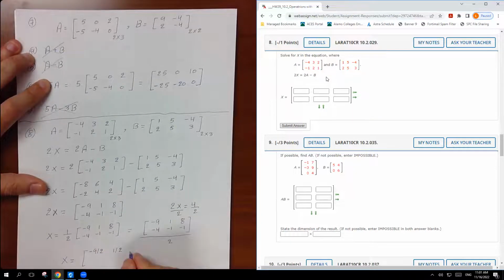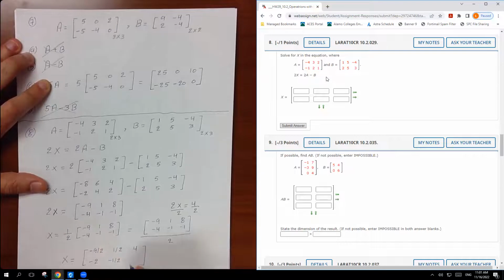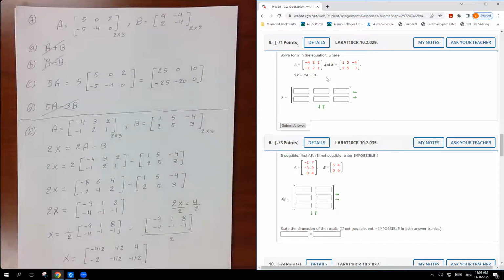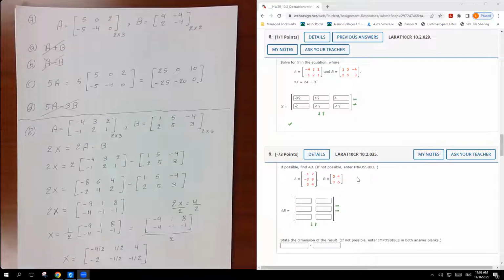8 divided by 2 is going to be 4. -4 divided by 2 is going to be -2. -1 divided by 2 is -1/2. And -1 divided by 2 is -1/2. So that means this is the result. This is the value of x. We're going to type everything here. So we type everything. Let's check our solution. We got it right.